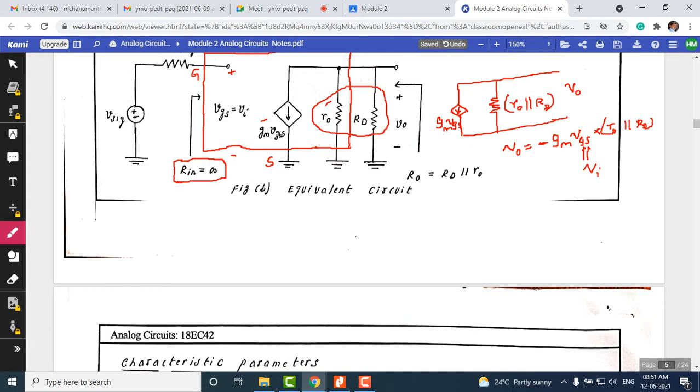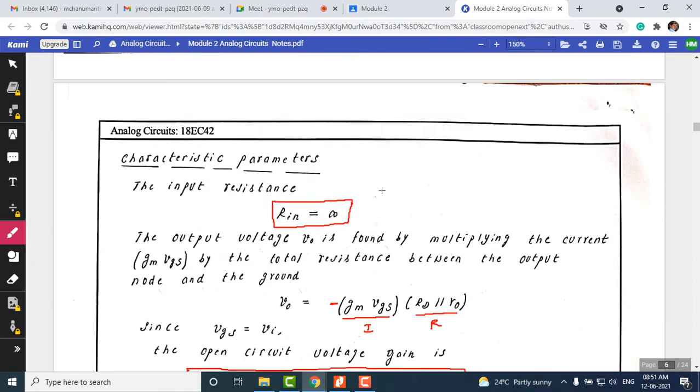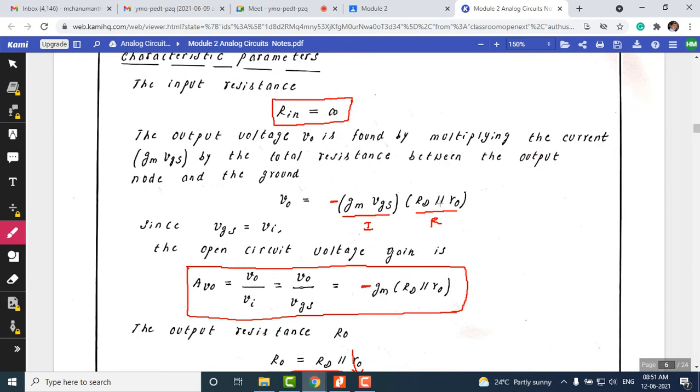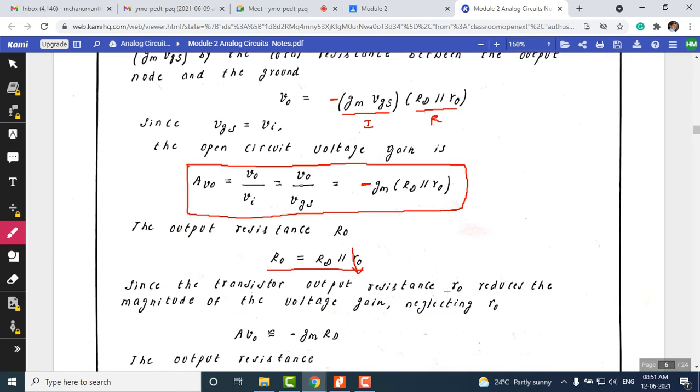So minus gm times vgs into this parallel combination of resistances, as you can see here. So v naught is nothing but this is the current and this is the resistance here. So it's very simple. Okay, so you can easily arrive at v naught by vgs, which is minus gm times rd parallel with r naught.